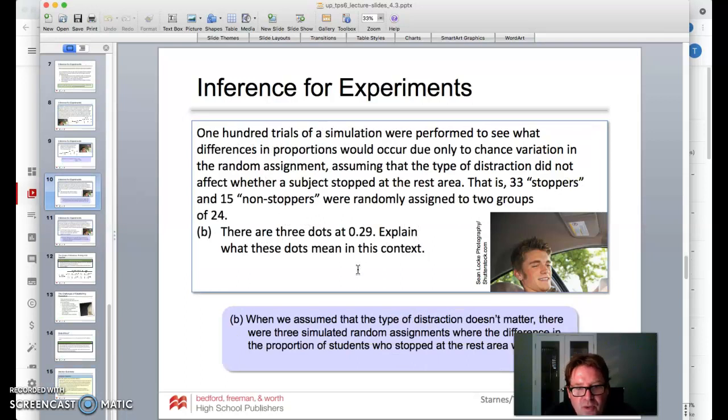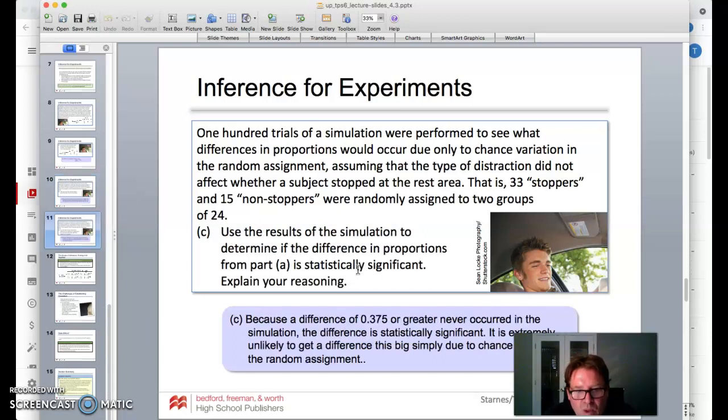There are 3 dots at 0.29, and so when we assumed the type of distraction doesn't matter, there were 3 simulated random samples where the difference in the proportion of students who stopped at the rest area is 0.29. So what that means is that the difference of 0.375 never occurred in the simulation. They never got that high in the simulation. So the difference is statistically significant. It is extremely unlikely to get a difference this big simply due to chance.